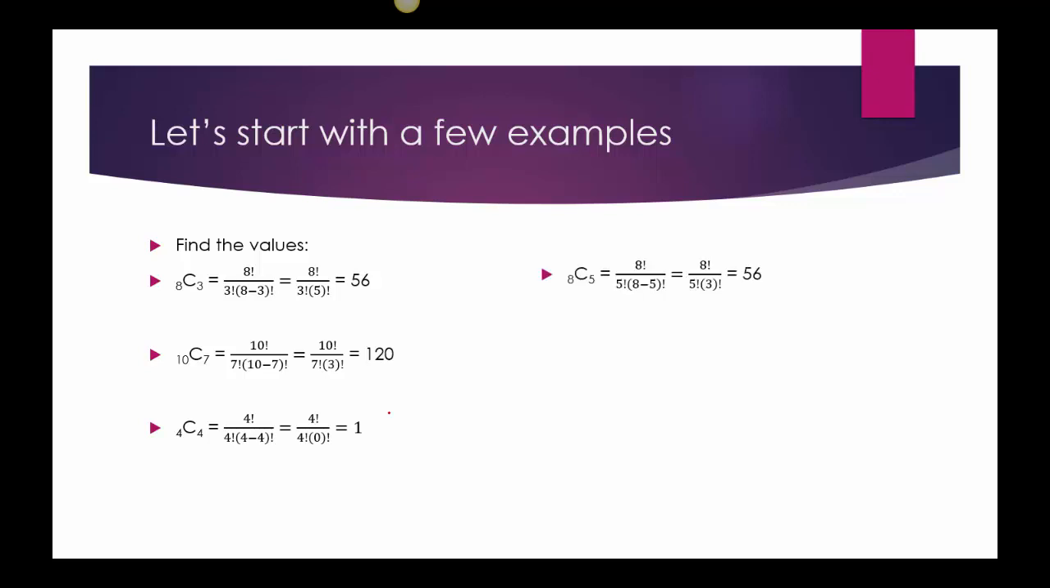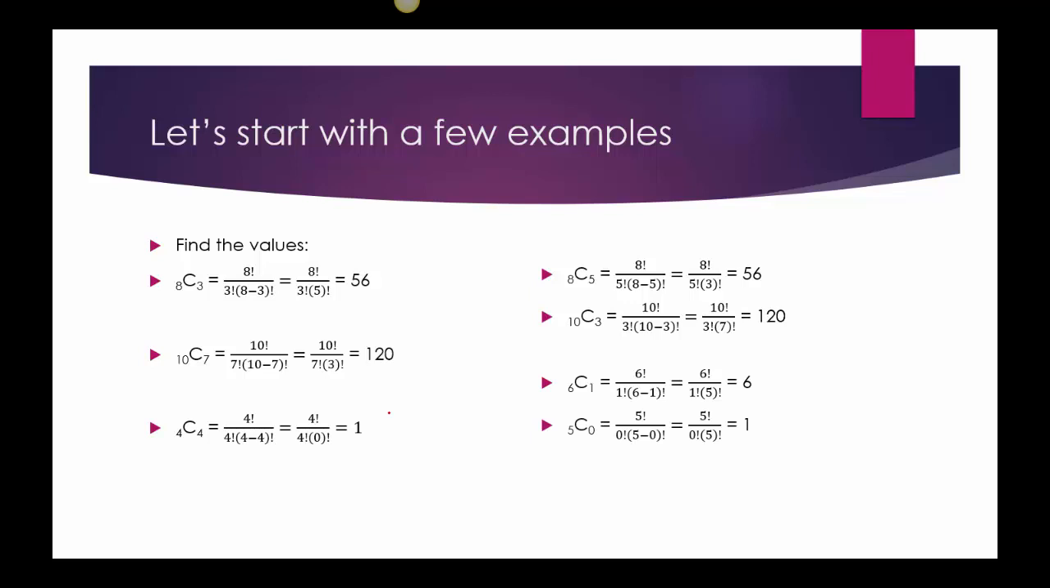8 choose 5. So again, put it in my calculator: 8, hit the combination, hit 5, I got 56. 10 choose 3, I got 120. 6 choose 1, I got 6. And 5 choose 0, I got 1.